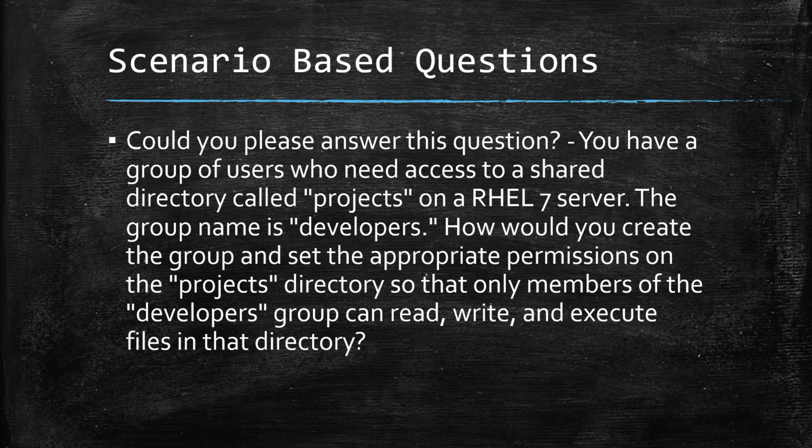So here goes the question. You have a group of users who need access to a shared directory called Project 99 on a Red Hat Linux 7 server. The group name is developers. How would you create the group and set the appropriate permissions on the Project 99 directory so that only members of the developers group can read, write, and execute files in that directory?